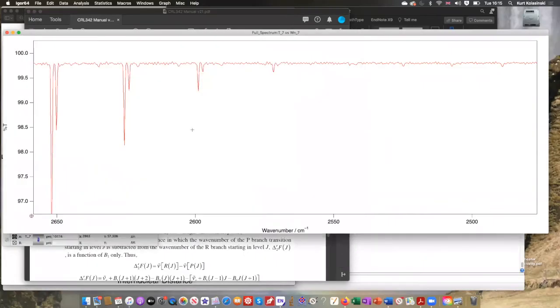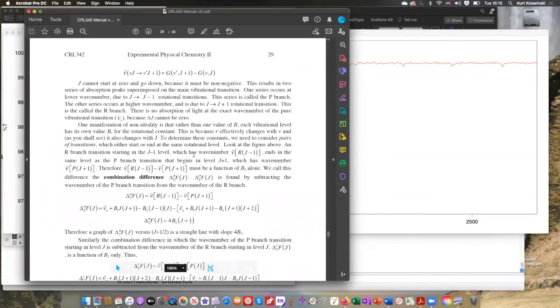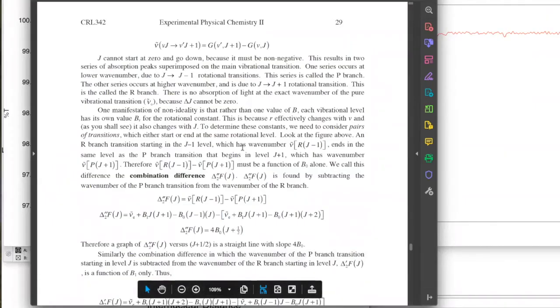We know how to get the frequency of each transition. We read it off from the big peak between the doublets, right? And we get that, and we make a list of J, the state it started in, and the frequency, the wave number of each peak.